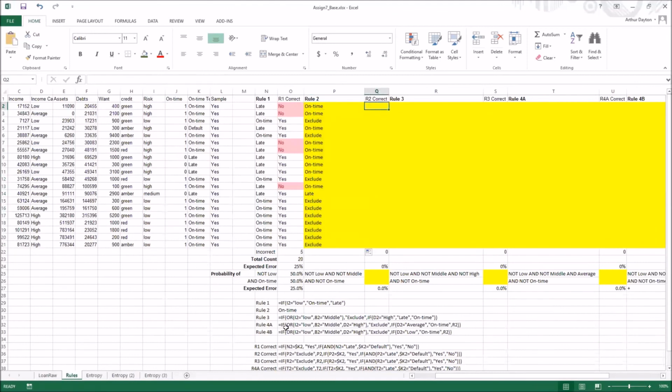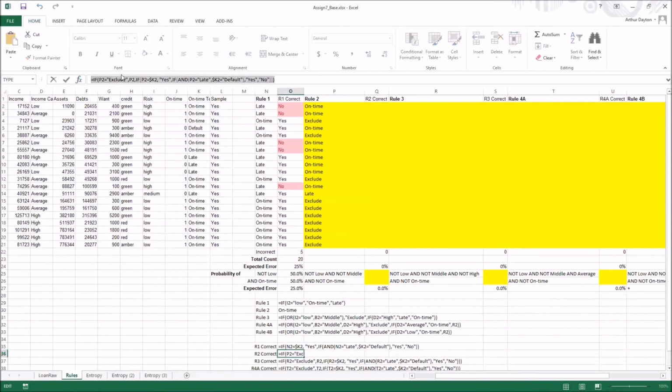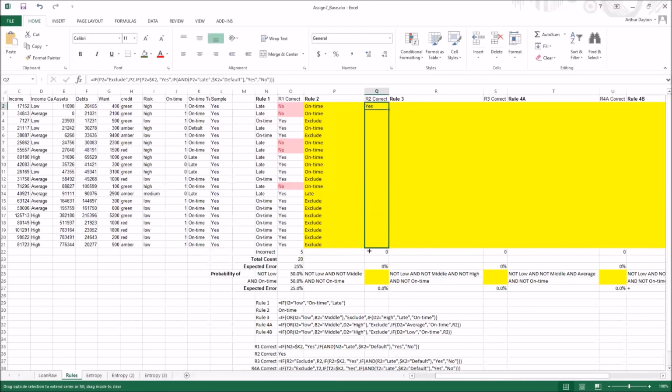And then we just need to check if our rule correctly predicted our predicted outcome here. So again, we're going to say if the first rule touched it, leave it alone. Otherwise, check and see if our predicted outcome is the same as the actual outcome. So now I should be able to paste that into here. And we will copy paste that down through.